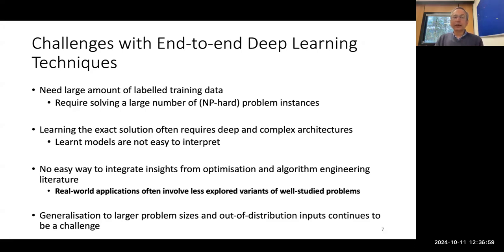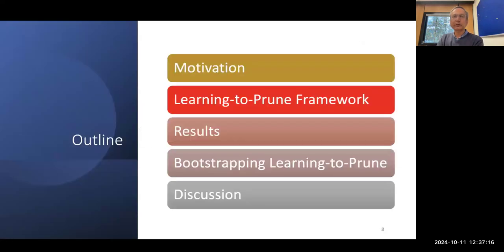And because of all these reasons, many of these end-to-end deep learning techniques struggle to generalize to larger problem sizes and out of distribution inputs. Although the results are improving in this regard, still this continues to be one of the pain points. So this is where the Learning-to-Prune framework comes in.